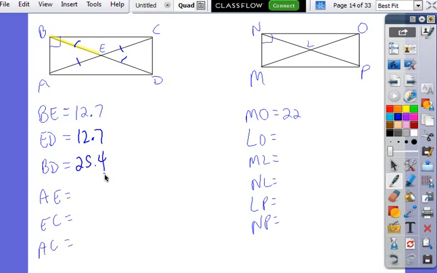What about AE then? 12.7. It's got to match because it's a rectangle. EC, 12.7. It's going to match because it's a rectangle. And then AC is the whole thing, and it's got to match BD. 25.4.